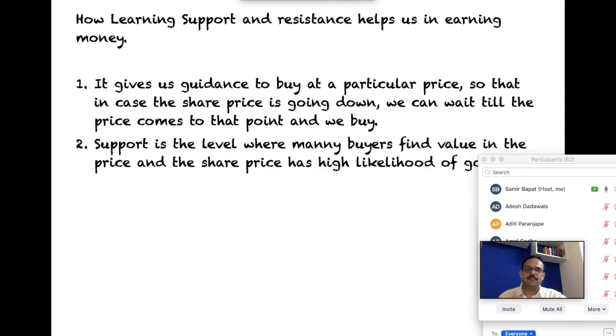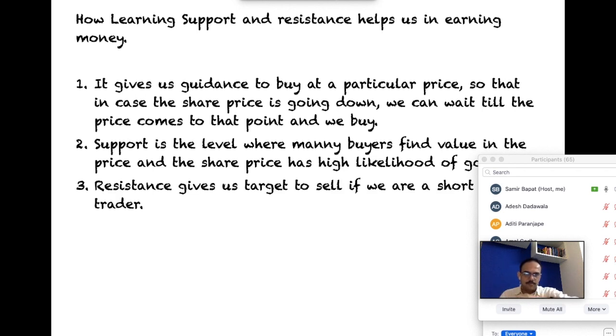Support is a level where many buyers find value in the price. So there is a price and there is a value in the price. When I say support is a level where many buyers find value in the price, the share price has a higher likelihood of going up, based on the fundamentals analysis, what the company is doing, how much the earnings are and everything. Supports are typically levels where the buyers find that it has come to a price that is good value for the money we are paying. So that is the point where it is highly likely to take support and go up.